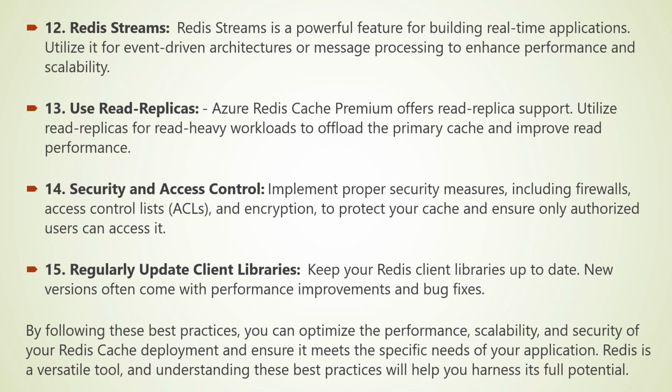Utilize read replicas for read-heavy workloads to offload the primary cache and improve read performance. 14. Security and access control. Implement proper security measures, including firewalls, access control lists (ACLs), and encryption to protect your cache and ensure only authorized users can access it.